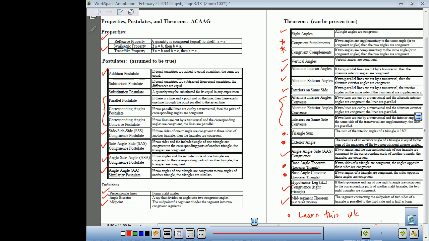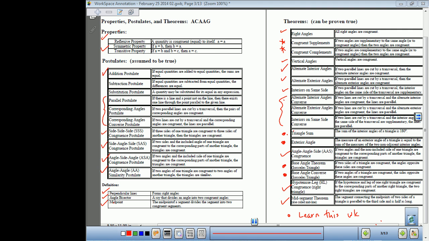Now, let's go back over some of these. Reflexive property, we've used several times in proofs already, haven't we? Now, transitive property. This says if A equals B and B equals C, then A equals C. We're going to do something today where this could be applicable. All these addition and subtraction postulates, that's just if we add equal amounts or subtract equal amounts, then it remains equal. And so we have looked over almost all of this. We're going to continue to use these in proofs.